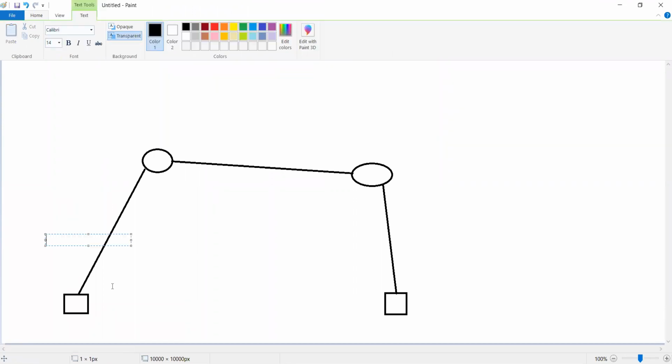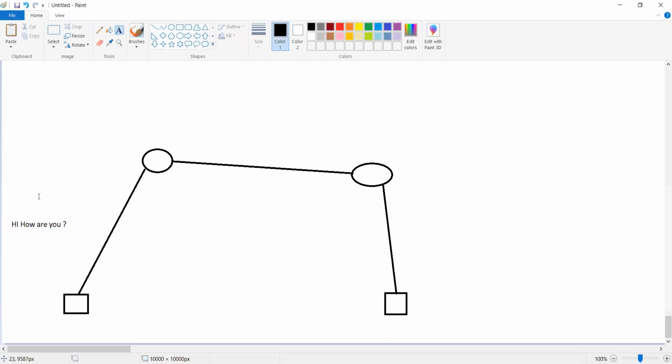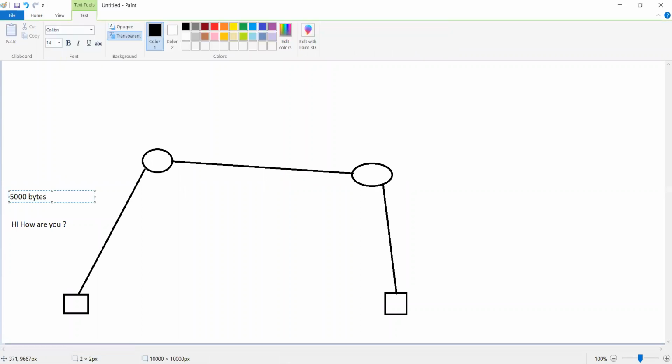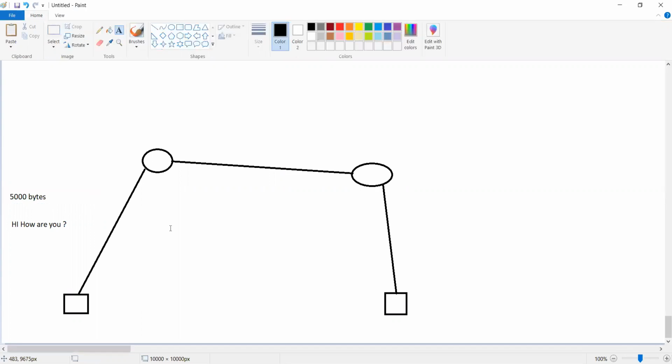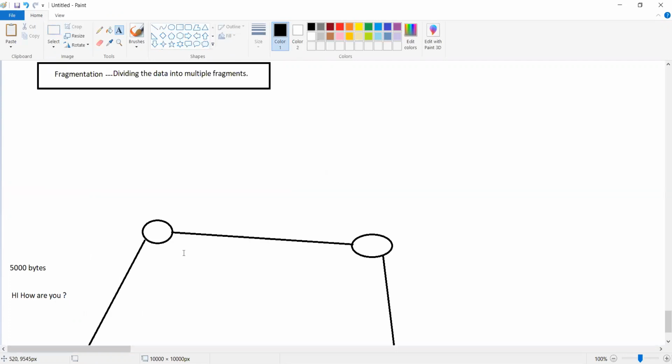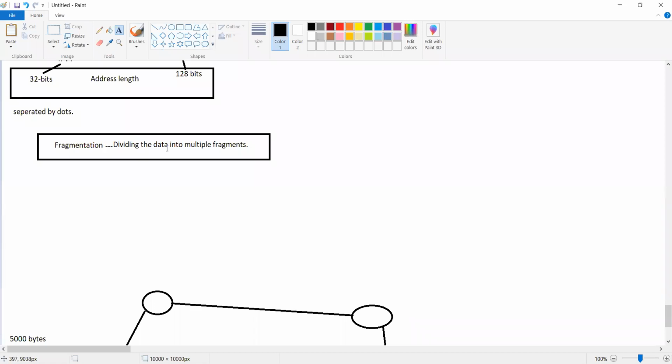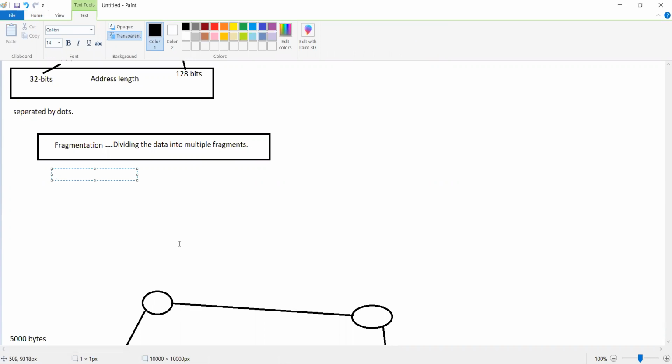Okay. Now, I'm sending this message, which is of 5,000 bytes, for example. Before going to this example, I would like to mention there might be a question: what is the size of uniform division? That size is given by MTU, which stands for maximum transmission unit.